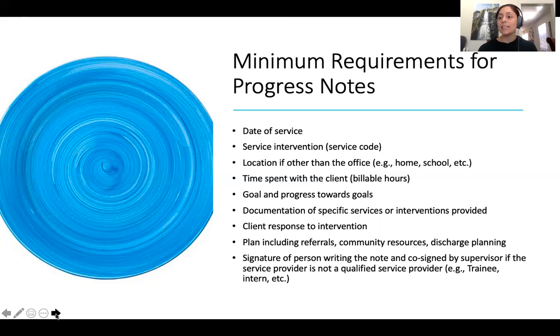Time spent with the client is the amount of time you did therapy with the client, your face-to-face therapy session. This is written in minutes and is typically about 60 minutes. The next 4 things are in your actual note, and I'll go over them in more detail next. And then the last thing is your signature, which is obvious.